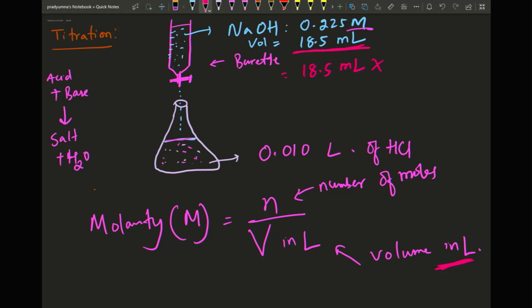So let's do a conversion factor. We want our volume in liter, so let's put liter on top. You want to cancel out milliliter, so let's put milliliter on the bottom. So now milliliter will cancel out.